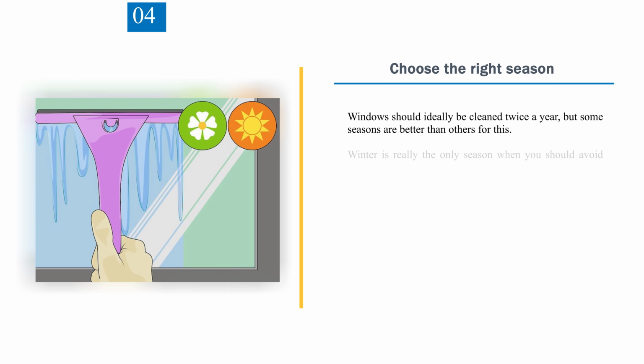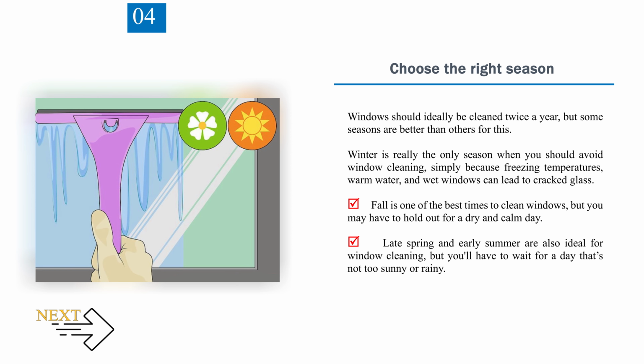Number 4. Choose the right season. Windows should ideally be cleaned twice a year, but some seasons are better than others for this. Winter is really the only season when you should avoid window cleaning, simply because freezing temperatures, warm water, and wet windows can lead to cracked glass. Fall is one of the best times to clean windows, but you may have to hold out for a dry and calm day. Late spring and early summer are also ideal for window cleaning, but you'll have to wait for a day that's not too sunny or rainy.